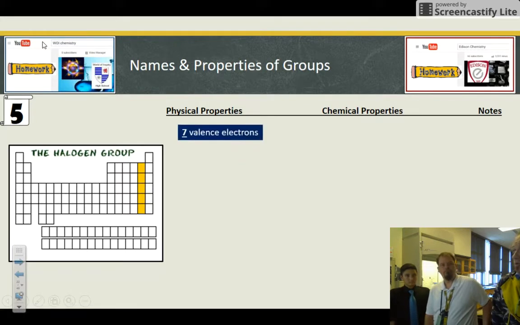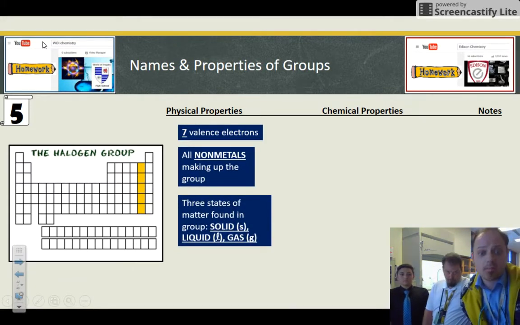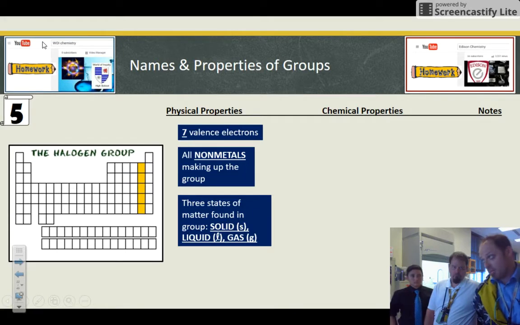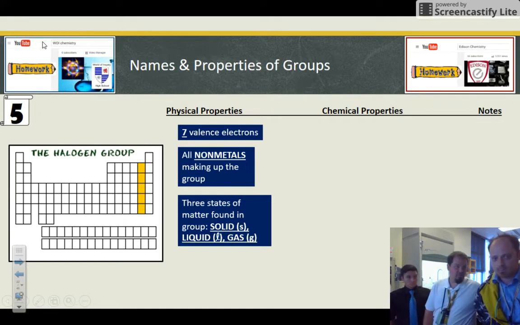Halogen physical properties. So these are the first non-metals. They have 7 valence electrons. There's 3 states of matter represented in this group. Solids towards the bottom, liquids smack dab in the middle with bromine, and then the gases are at the top. Yes, I've seen that as a multiple choice question.